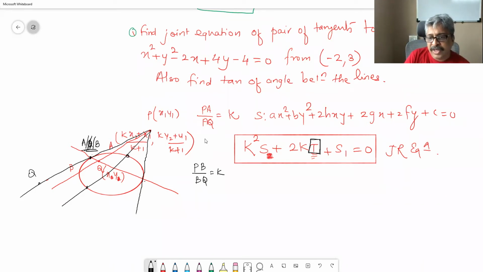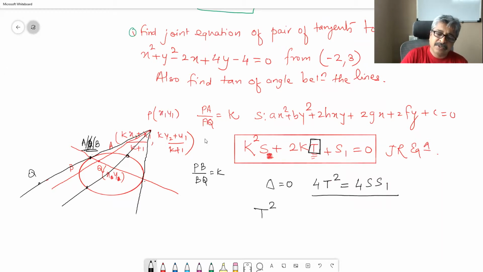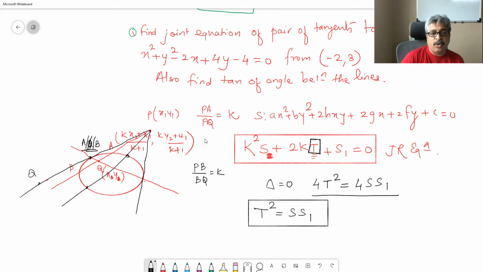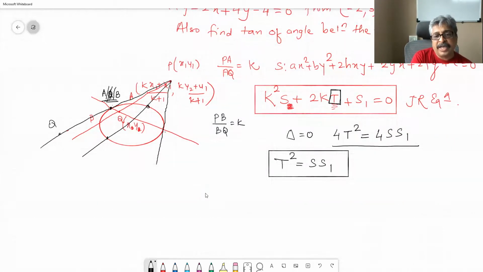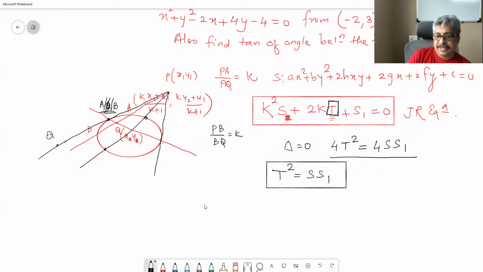And therefore, what we get out of this quadratic equation, if the roots are same, delta must be equal to 0. What is the delta of this quadratic equation? It is 4t square is equal to 4s1. That is, t square is equal to ss1. So t square is equal to ss1 is the condition when you will have your variable line tangent. Now, if you look at the degree of t square is equal to ss1, it is a degree 2 equation in x and y. Therefore, this is going to be the joint equation of tangents.